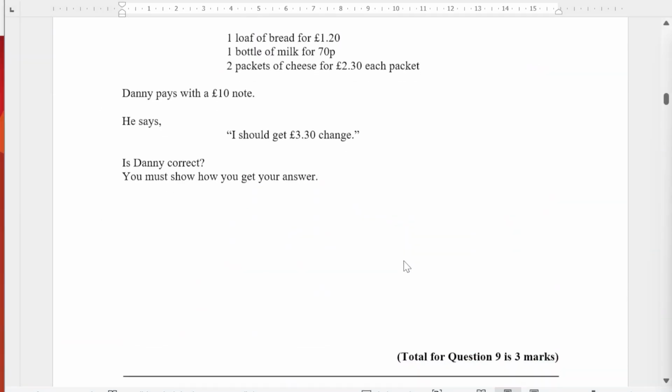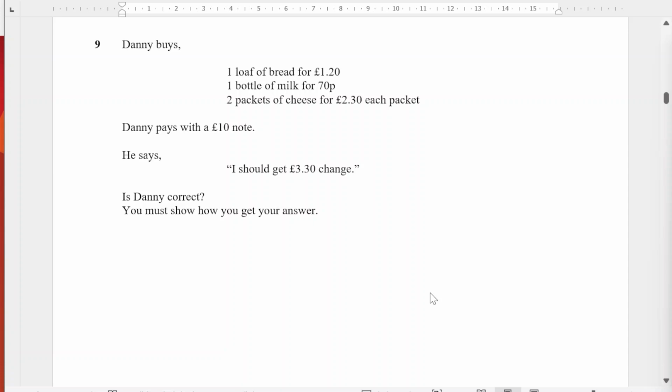Okay, and question 9. Danny buys 1 loaf of bread for £1.20, 1 bottle of milk for 70p, 2 packets of cheese for £2.30 each. Danny pays with a £10 note. He says, I should get £3.30 change. Is Danny correct? You must show your answer. Your strategy for this is completely up to you. I would strongly recommend we work out the total, we work out the change, and we see whether the change is correct.